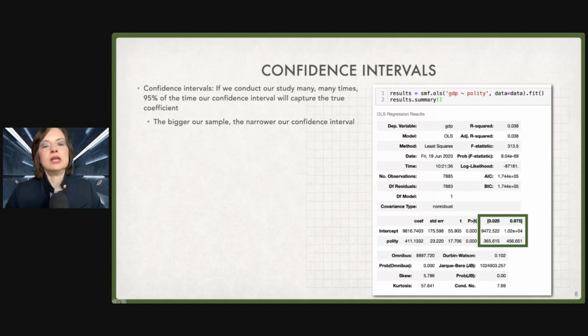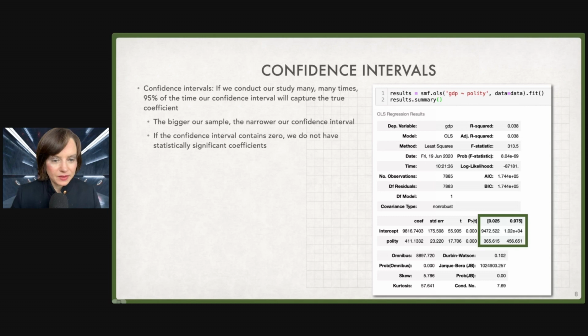It's misunderstood a lot. So, okay, the bigger the sample, the narrower our confidence interval. If the confidence interval contains 0, we do not have a statistically significant coefficient. If for some reason we are forbidden from looking at the p-values, we can look at the confidence interval and say, gosh, does it contain 0?